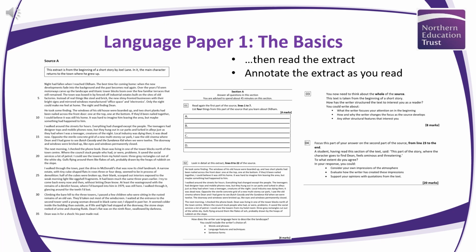And question 4 is about the last bit of the text, so lines 23 until the end, and it's focusing on the sense that something bad is going to happen. Now what that means is that I can be annotating the text as I read it, and it's always a good idea to be reading with your pen, so be just constantly making notes as you read the extract.